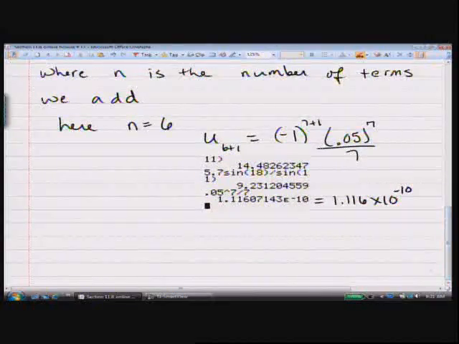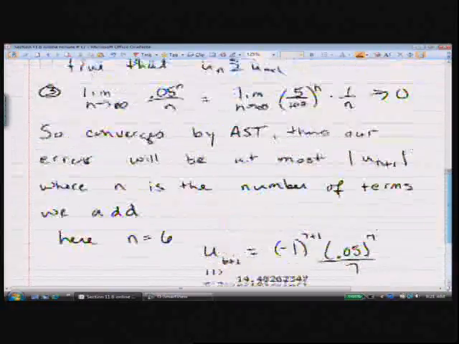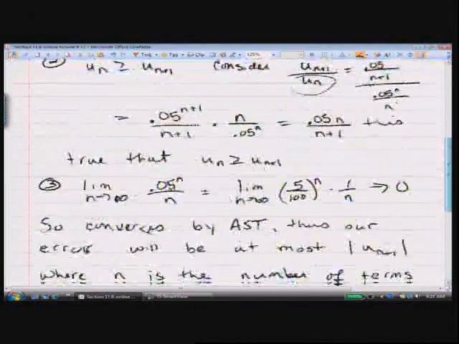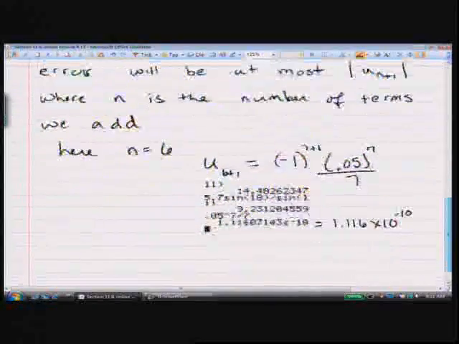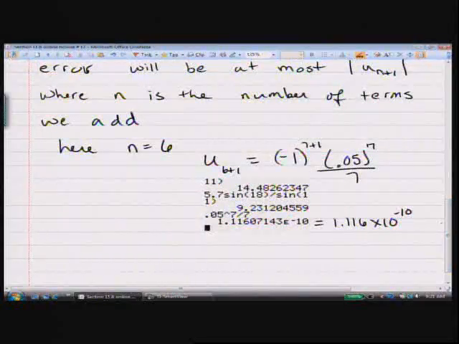Okay? Did that help a little bit? It's kind of like you could have skipped all that part about me verifying that it converged, because obviously they didn't ask you whether it converged, and you couldn't approximate the magnitude of the error if it didn't, but it was a nice review of the alternating series test anyway.